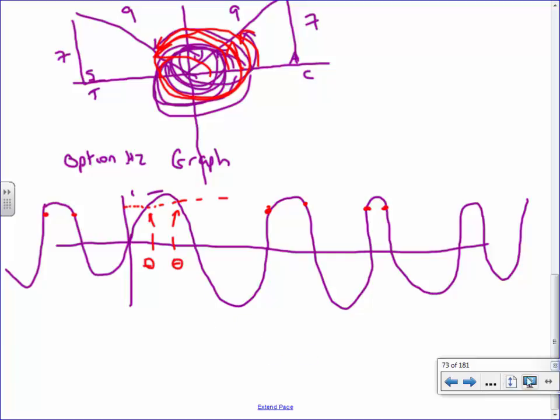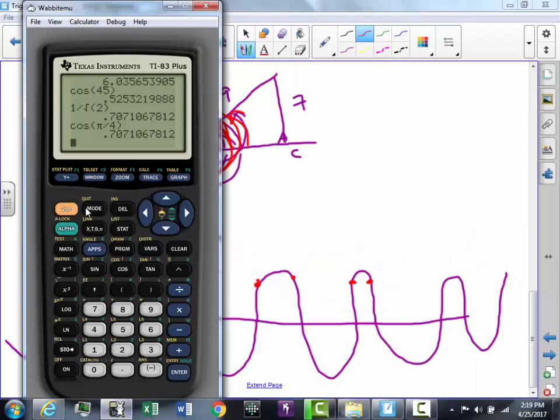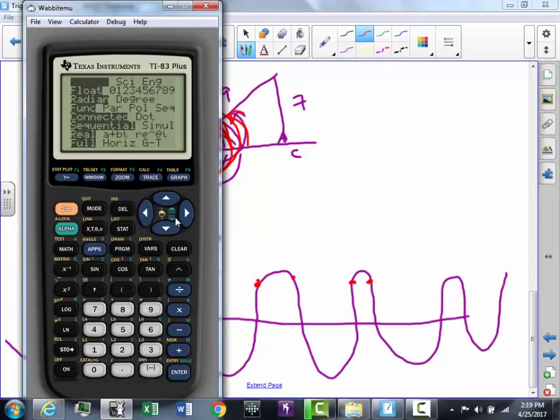Now, the two ways I would solve this then with my calculator would be like this. One option, I'll just do this in degrees just to keep it simple for right now, because we'll do radians for the next one.